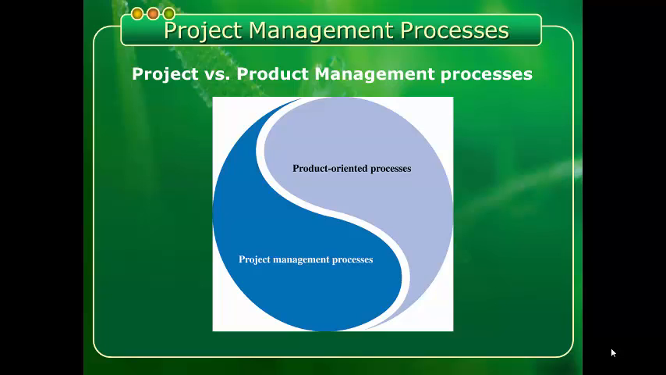So basically, if we pertain to project, we are pertaining to the things that should be achieved. So we have a goal in terms of project. While project management process basically deals with the techniques and the procedures that we should follow.